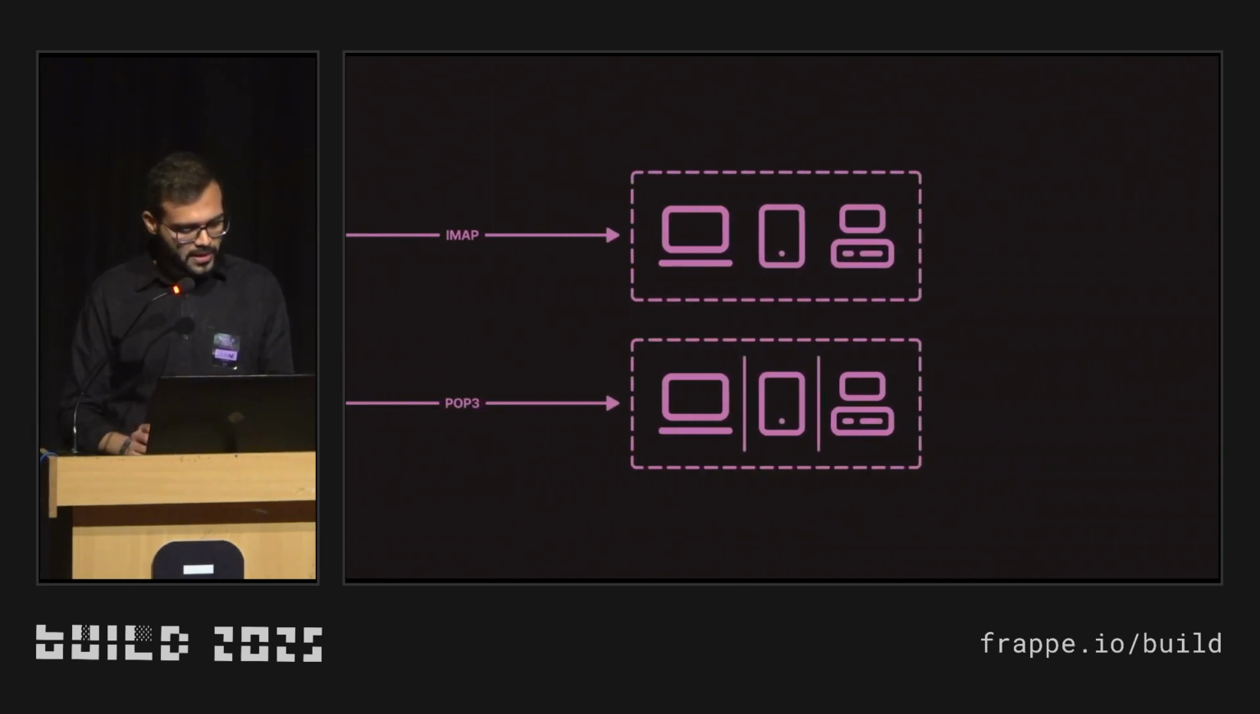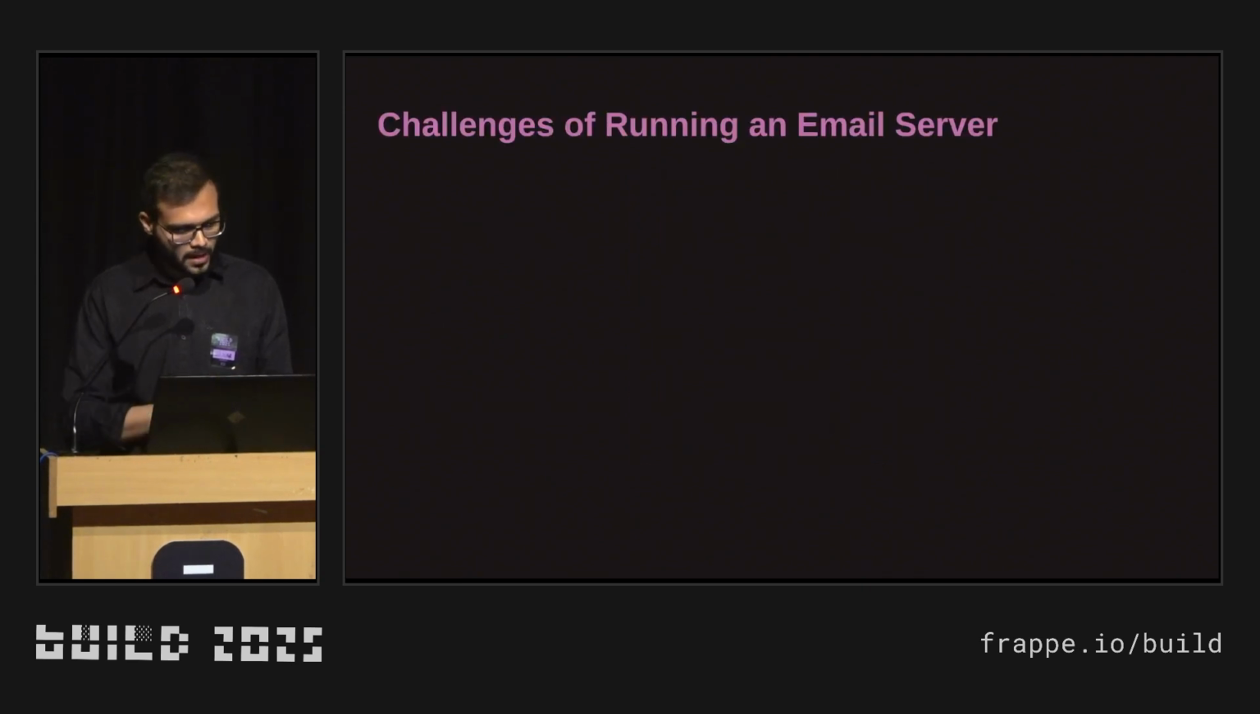The recipient server fetches the email using IMAP or POP3. IMAP emails remain on the server and sync across multiple devices. POP3 emails are downloaded to a local device and deleted from the server. So what are the challenges of running an email server?